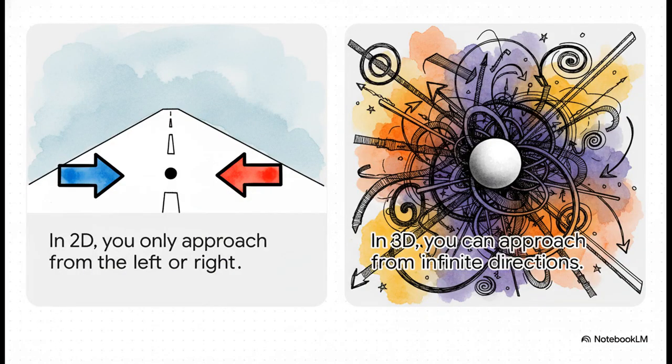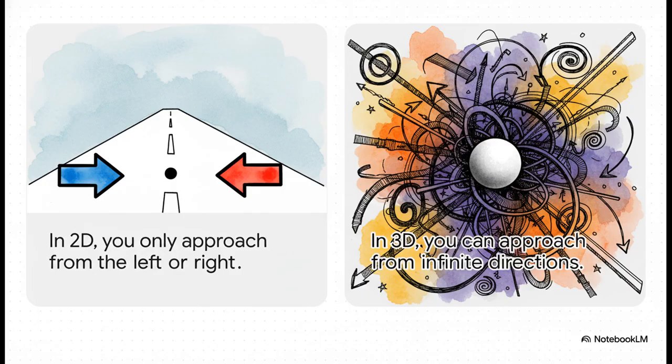Okay, so let's just visualize this for a second. In Calc 1, finding a limit was pretty chill. You're on a line and you just have to check two directions, right? You come in from the left, you come in from the right. If they're heading to the same spot, boom, you got your limit.